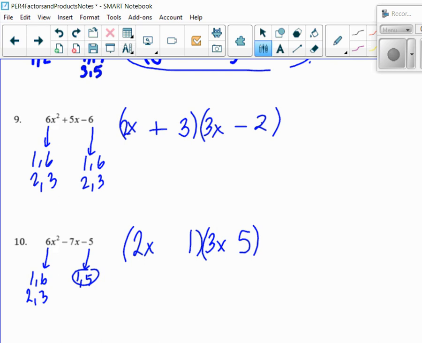Now let's play around the signs and see if this works. I need to have a minus 7, so which one would have to be minus? That one, right? And that. So let's see, does it work? 6x squared, right? 6x squared. Outer gives me minus 10x. Inner gives me plus 3x. So that makes the minus 7x, and then last gives me minus 5.